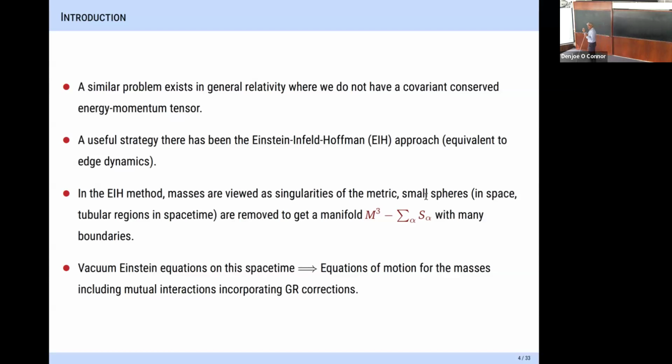there are boundary conditions you have to put on the surface of these regions. And what they show is that the vacuum Einstein equations give you equations of motion for the masses, including gravitational interactions between the point masses. This sounds like a fairly formalistic question, but it turns out to be extremely practical. These equations derived by Einstein, Infeld, and Hoffmann actually have been used for astrophysics calculations involving rotating, orbiting stars and stuff like that.